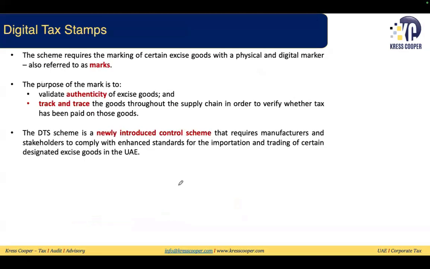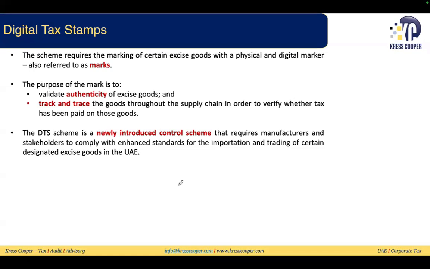Digital stamps, this is another new concept that we'll be discussing in our coming webinars. Digital stamps are basically a requirement of the law that you need to give a specific mark to the excisable products. And what is the reason for this? Why do they want to do this? They want to do this to validate the authenticity of the excisable goods, the genuine authenticity of the excisable goods.